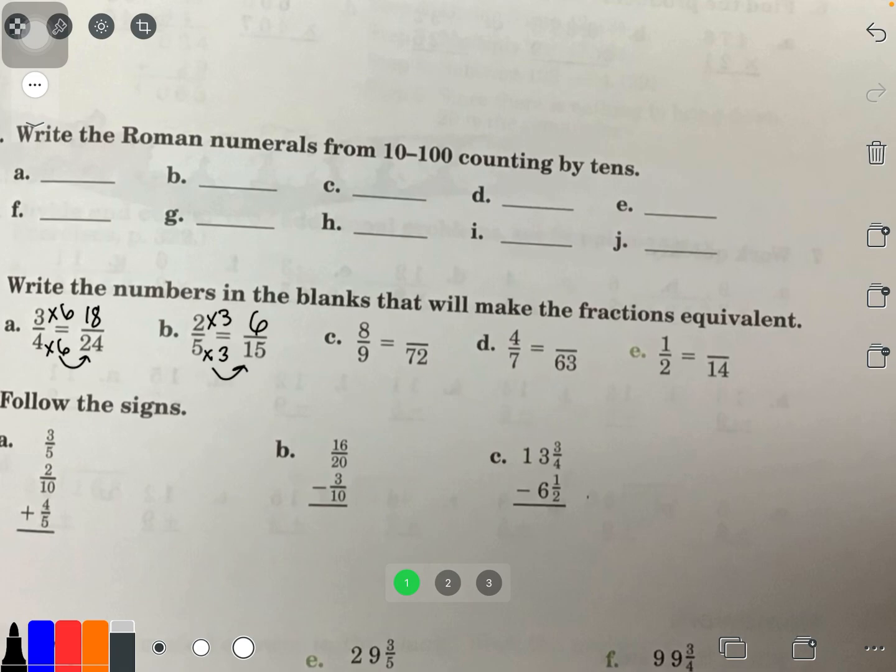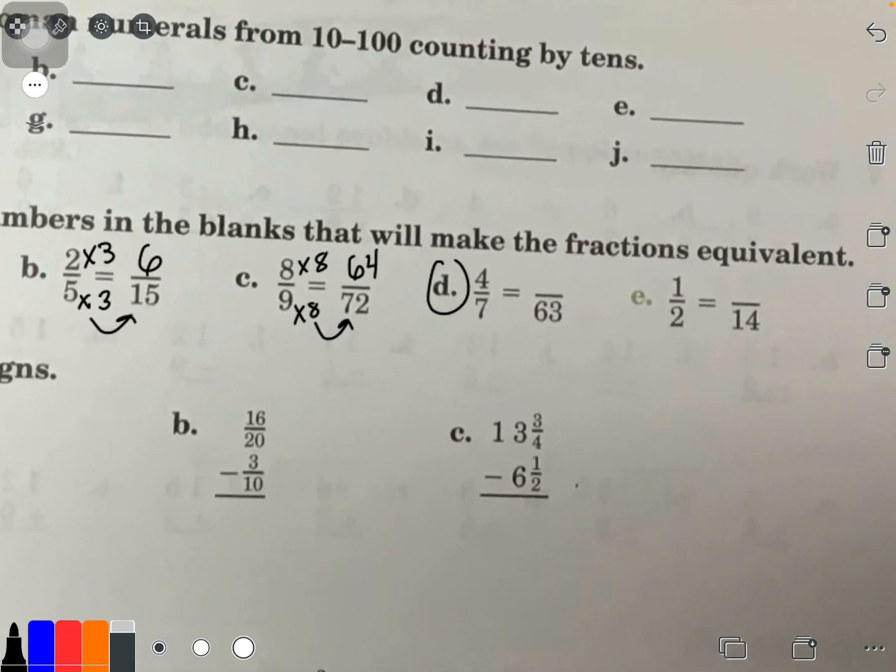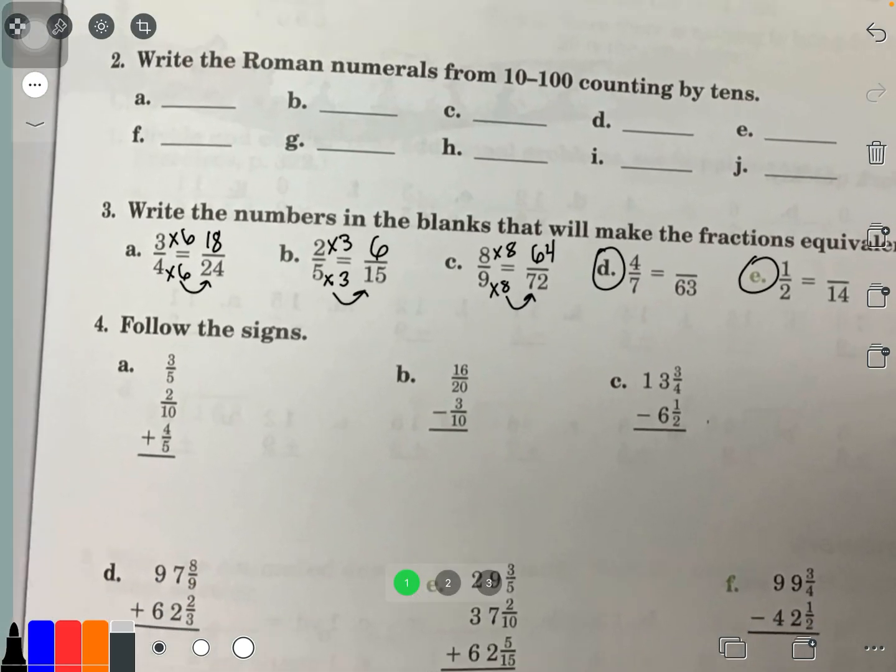Let's do number C together, and we'll do D and E at our Zoom meeting. 9 times blank equals 72, which is 9 times 8. So that means 8 times 8 equals 64. So we're going to do D and E at our Zoom meeting later, and I'll circle these so I remember.